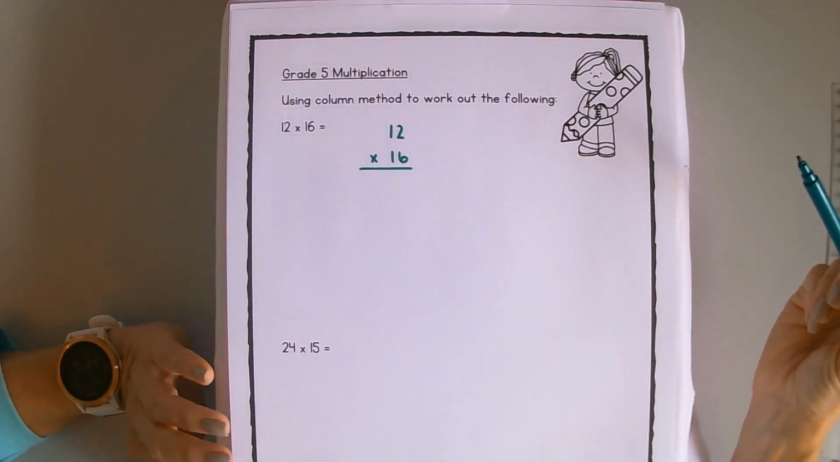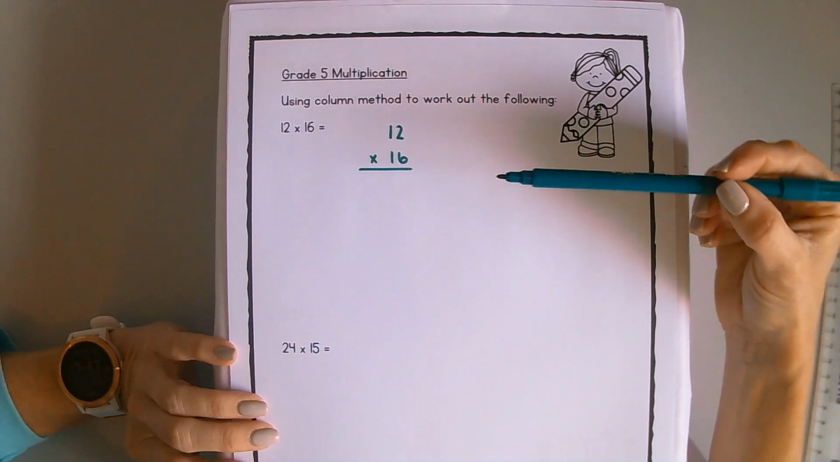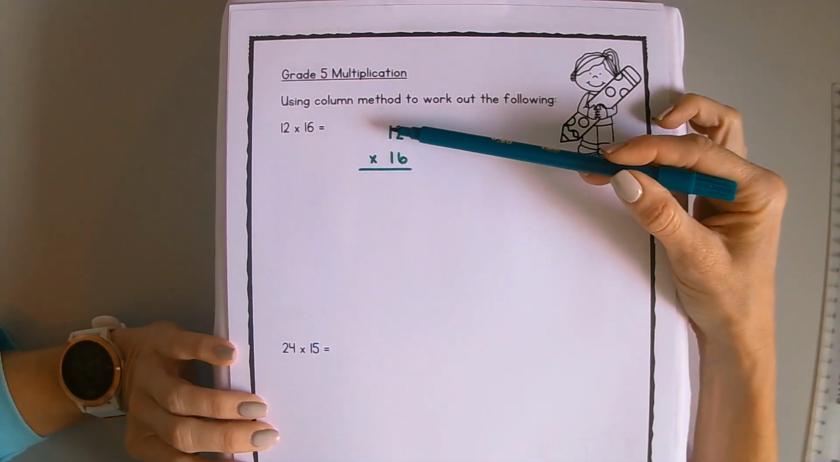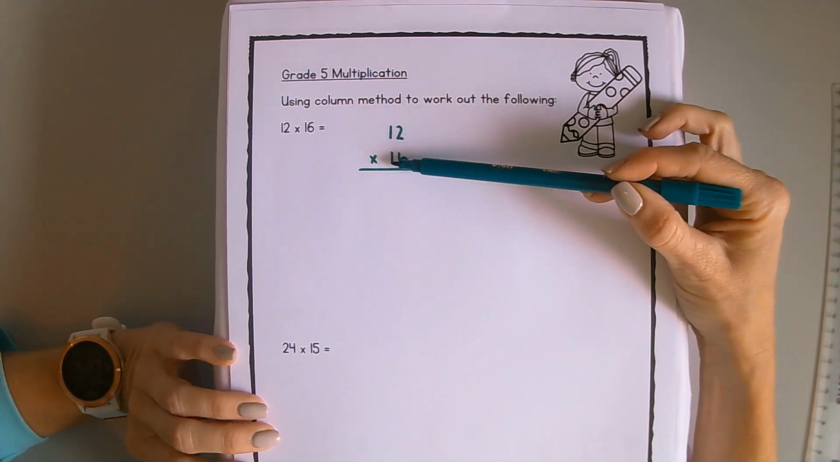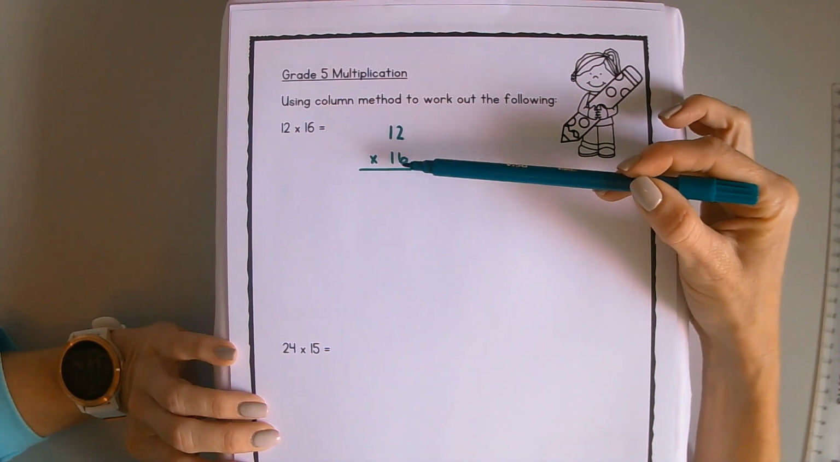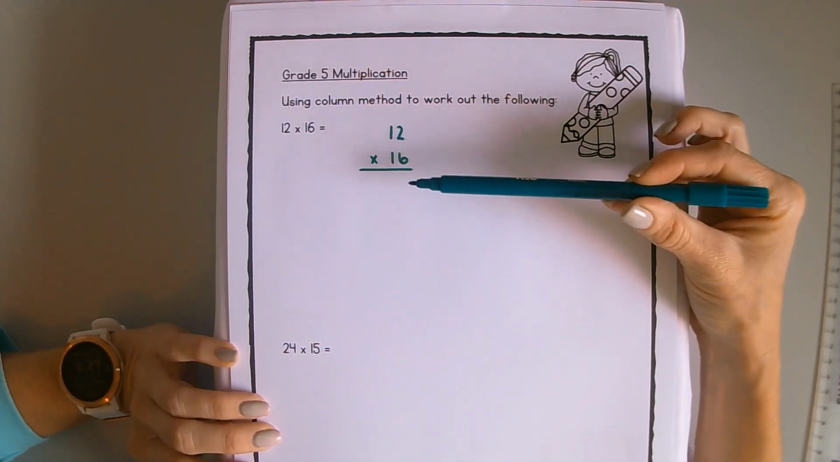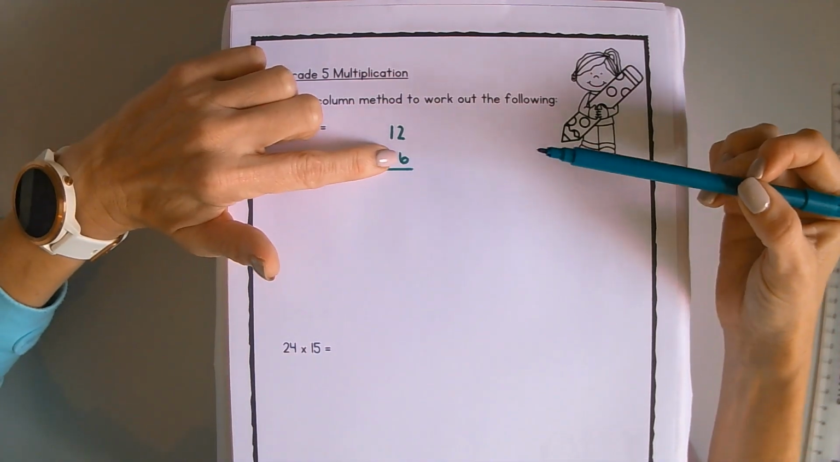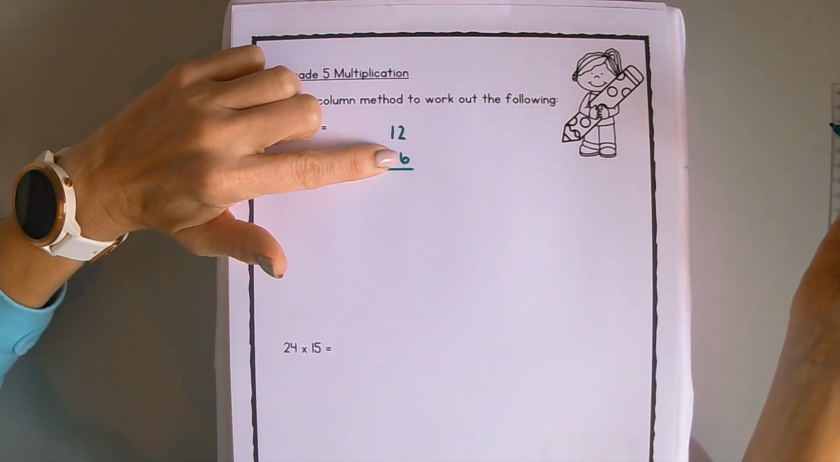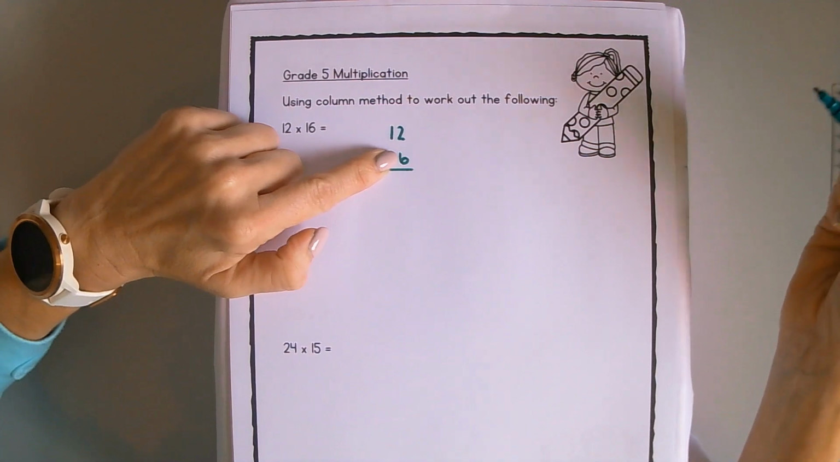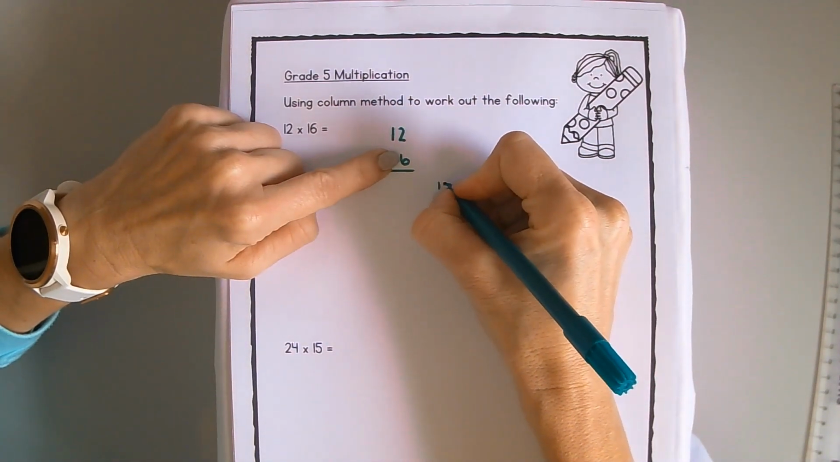Okay, so the first thing we want to do is we are going to try and times 12 by 6 and by 10. Can you see that 16 is made up of 10 and a 6? So we're going to split this up a bit. And I'm going to put my finger over the 1. So can you see it looks like 12 times 6 now? I'm just going to write it on the side here.